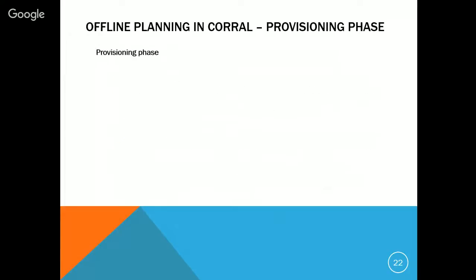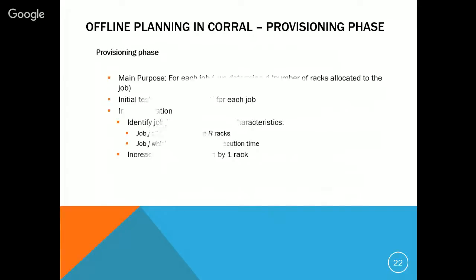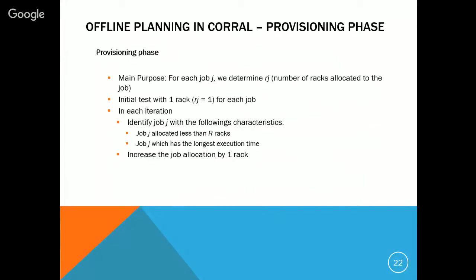So we're now going to talk about the provisioning phase. The main purpose of this provisioning phase is, for each job J, to determine RJ, which is the number of racks allocated to that specific job. The initial step in this implementation is to start off with one rack, which is mathematically RJ equals 1 per job.